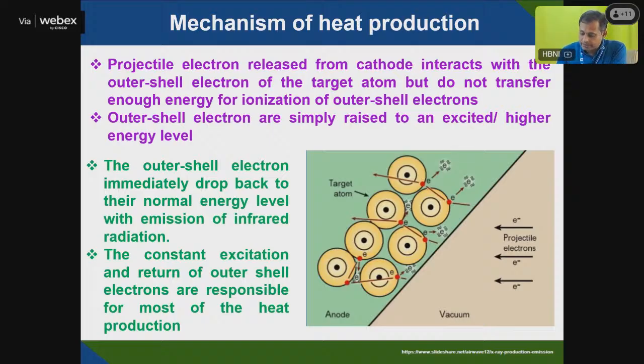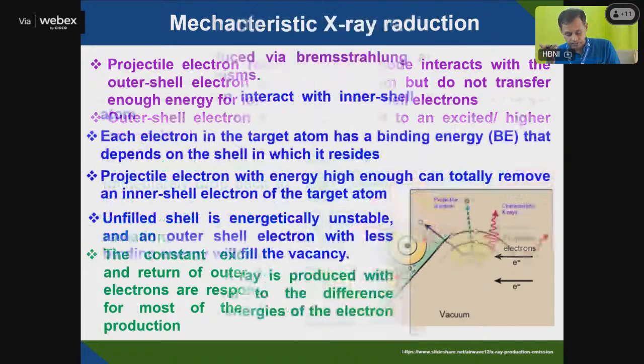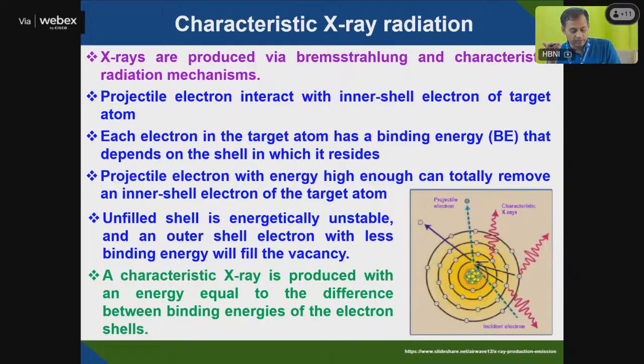So what happens when the projectile electron is coming here? Instead of transferring its energy for ionization, it just interacts. Because of this interaction, the outer shell electron is simply raised to an excited state, and the outer shell electron immediately goes back to the normal energy level by emission of infrared. IR emission is there, and this IR emission is the cause of the heat production. Because of that heat production, 99% of the kinetic energy is lost, and only about 1% is used for the characteristic X-ray production.